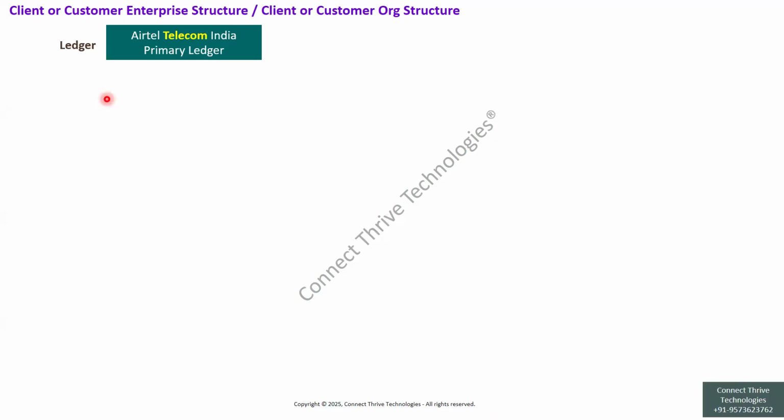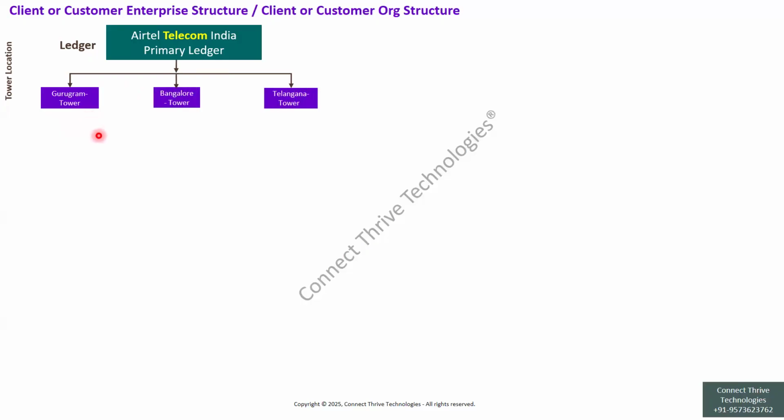So this is a telecom operator. In this case, I created Airtel Telecommunications India Primary Ledger as my primary ledger for India. Within that, they have mobile tower locations. For example, we have one tower in Gurgaon, one tower in Bangalore, one in Telangana. I'm taking this as an example, but in the real world they may have 400, 500 towers. But you know, right? Most states, cities, and locations have their own mobile towers. So let's assume here.